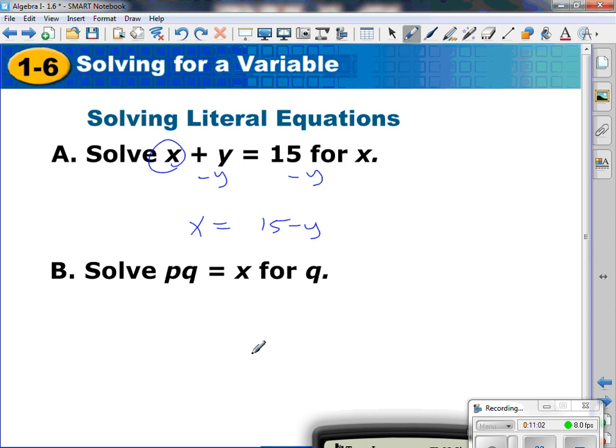Part B, PQ equals X. What am I solving for? Q. What's happening to my Q? It's being multiplied by P. How do I get rid of a multiply by P? Divide by P. Q equals X over P. Done. Questions?